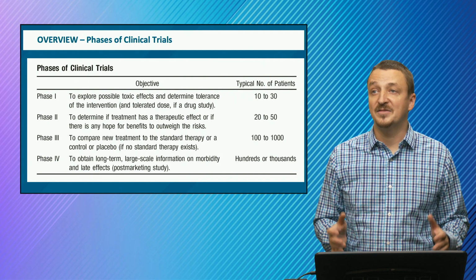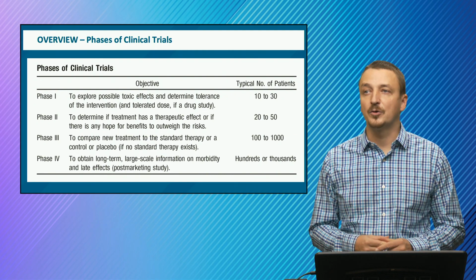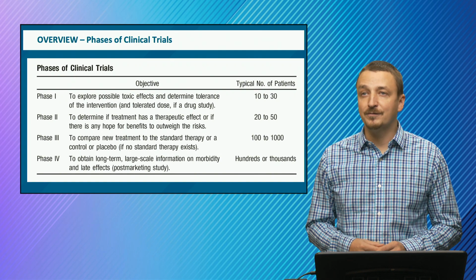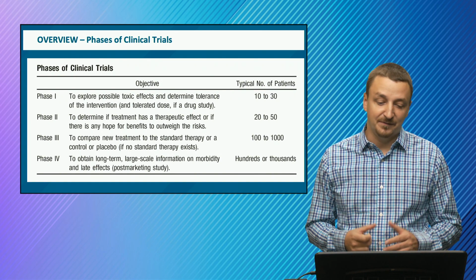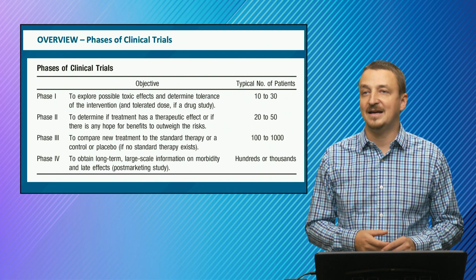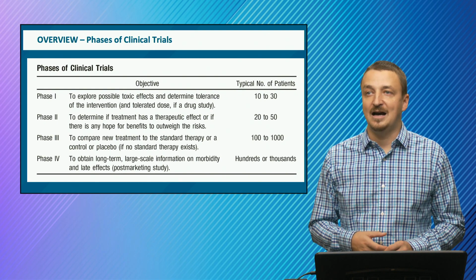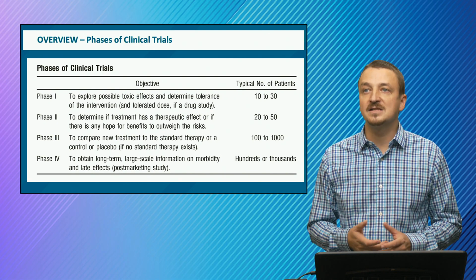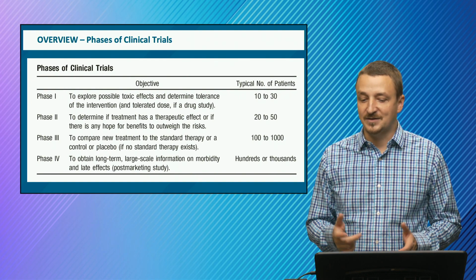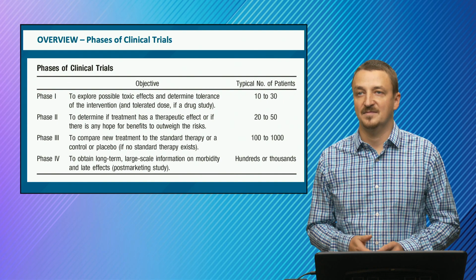Starting off with the overview of the phases of clinical trials. This is, of course, something that's very important throughout your career. We have 4 phases of clinical trials, with phase 1 being exploratory, to explore possible toxic effects and determine tolerance and safety of the intervention, often in healthy individuals, and also determine the tolerated dose for a study drug. You see the sample size here, 10 to 30, a relatively small sample size.